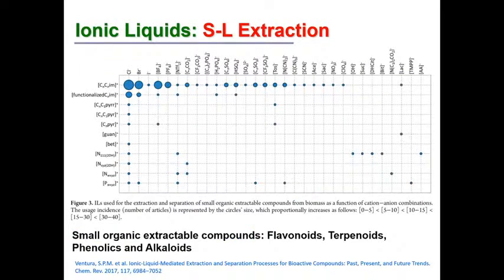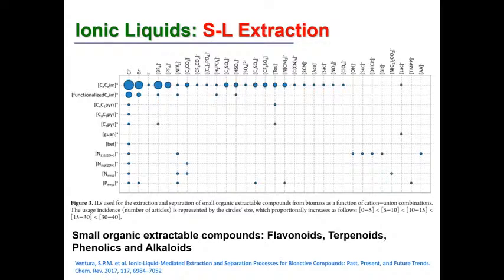So here we have some work in the literature informing us about the use of ionic liquids in solid-liquid extraction. This figure and table inform about small organic extractable compounds: flavonoids, terpenoids, phenolics, and alkaloids. No surprise to anyone, you have a big quantity of works using imidazolium ionic liquids, majorly using chloride and bromide anions.